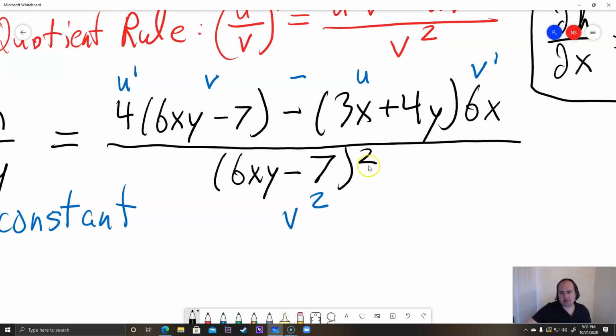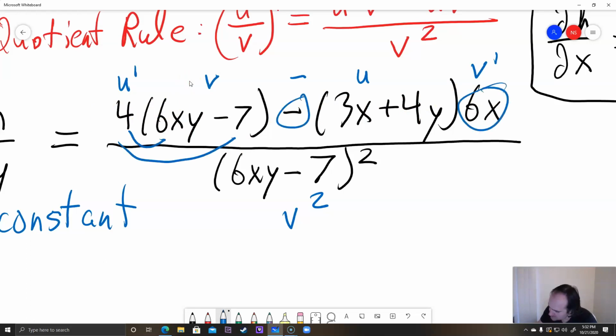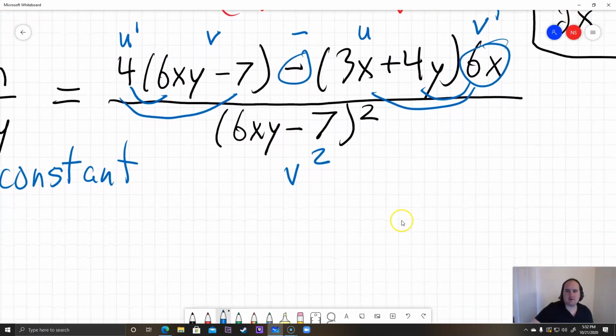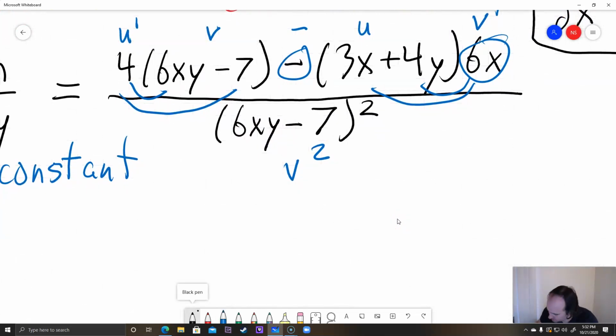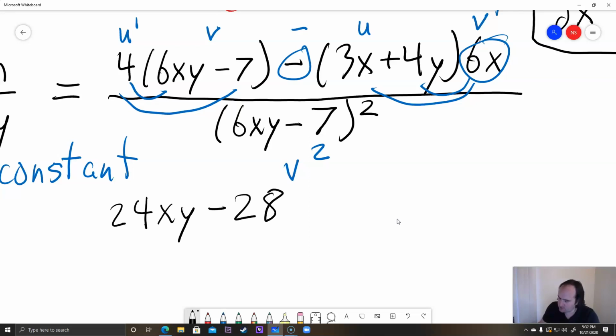And then just like with the last derivative that we did, we want to distribute the 4 and the negative 6x. So up here we're going to distribute the 4 and then the negative 6x. Okay, so after we do that, let's see what we have left. Well, on the top left, 4 times 6 is 24xy, minus 4 times 7 is 28. So you should have 24xy minus 28.